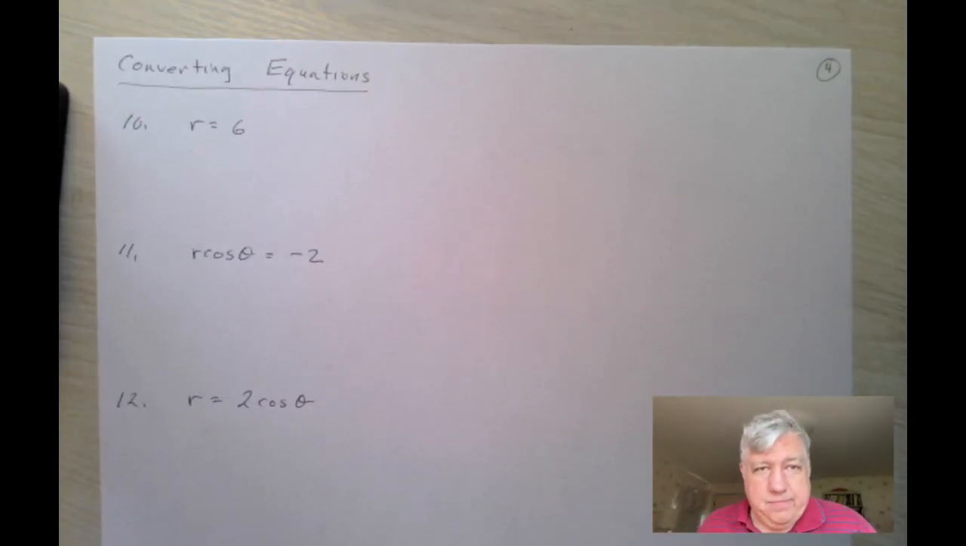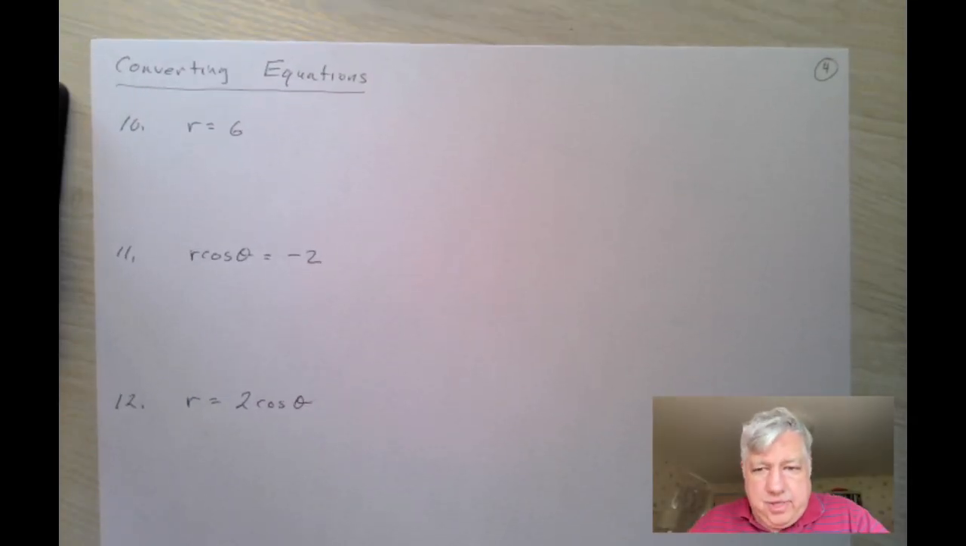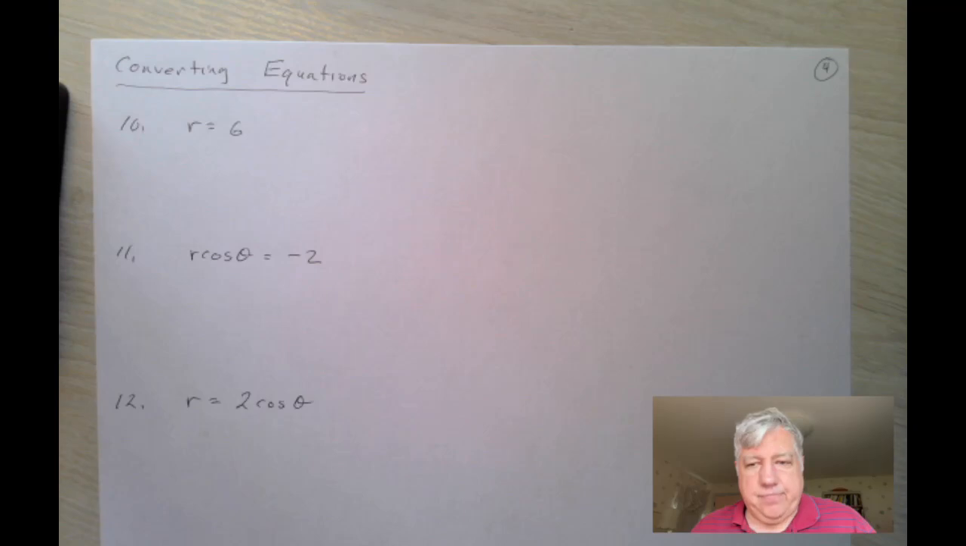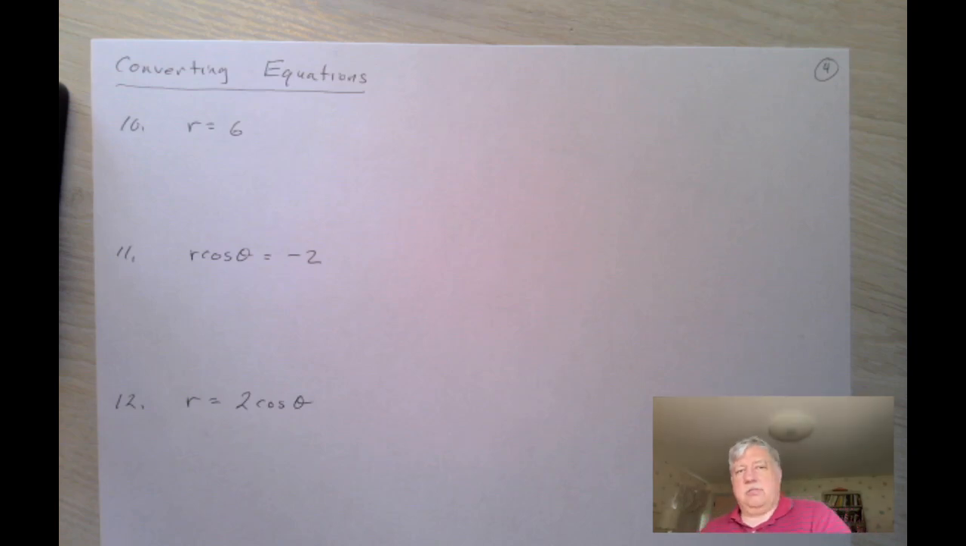Welcome back, everybody. We're just going to finish up this lesson. Now that we know what polar coordinates are, we want to see how we can convert equations in r and theta to x and y and vice versa. We're also going to see how these polar equations can describe certain graphs, and we're going to do a lot more of this graphing in the next section.